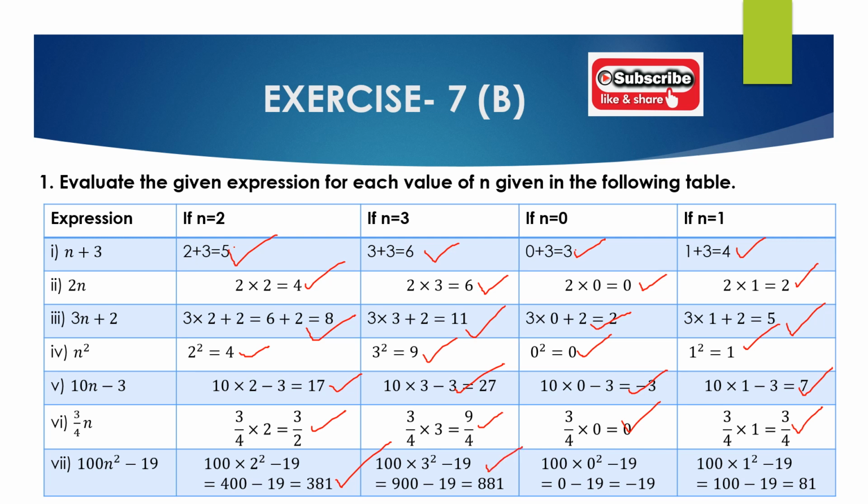When n equal to 0, value of the expression is 100 multiplied with 0 squared is 0, 0 minus 19 is minus 19. And when n equal to 1, value of the expression is 100n squared, 100 multiplied with 1 squared is 100, minus 19 is 81. When we evaluate the expression, just substitute the value of the variable in the given expression and we get the value of the expression.